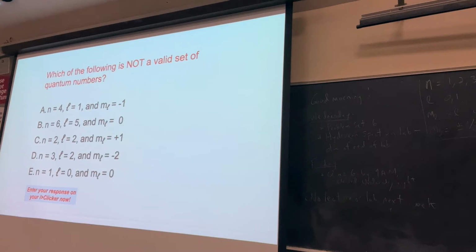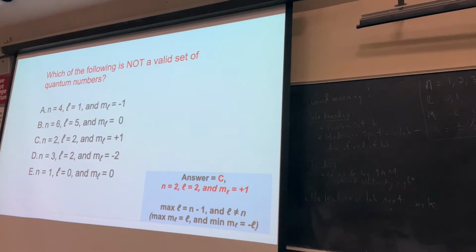When you get to C, though, that's where the problems start, because if n equals 2, what would be the maximum value of l? 1, that's right. So you can't have l and n be the same. That's one of the big forbidden things, so that is not a legit set of quantum numbers. Now, m sub l from minus l to positive l would be okay, but you can't have n and l be the same thing. That's one of the big things to look for.